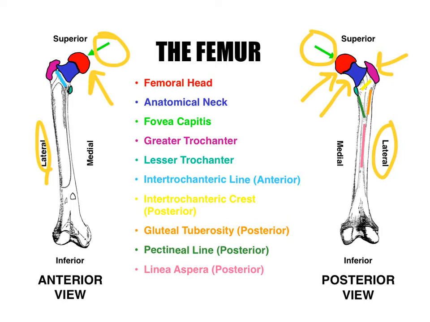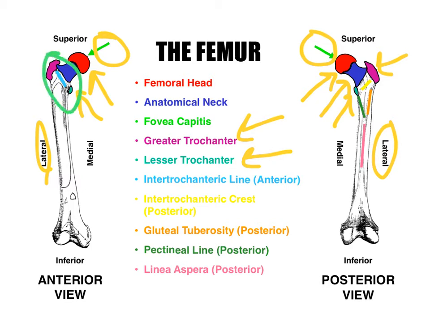Then we have a series of lines and crests and tuberosities that you can see whether you're looking anterior or posterior. So let's just look at, actually before that, I forgot, the lesser trochanter. So we had the greater trochanter on the lateral side, and then you can see the lesser trochanter right here on the medial side. All right, then we get into the lines and the crests. Anterior view, right below the femoral neck, you have the intertrochanteric line in light blue there.